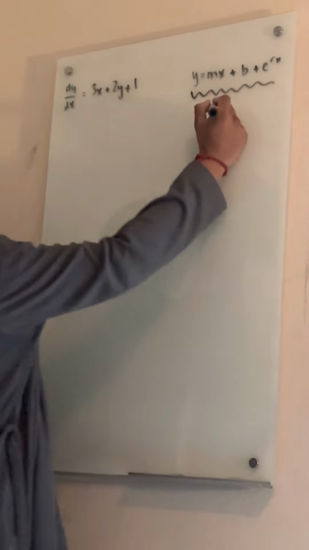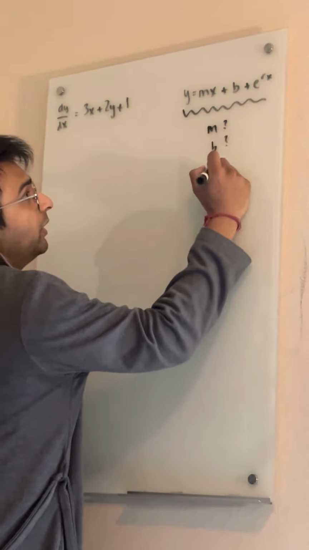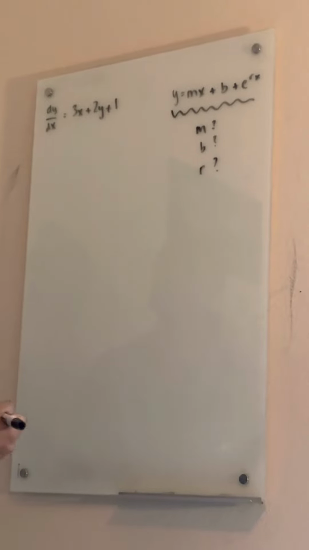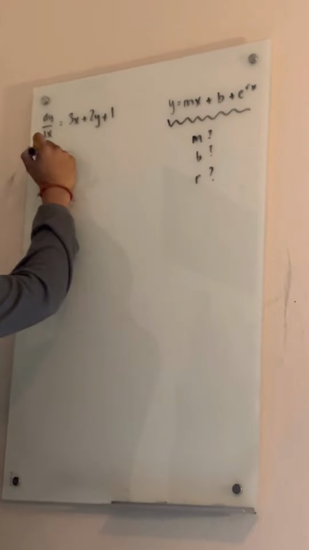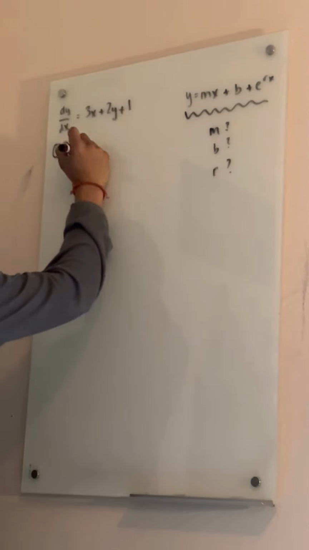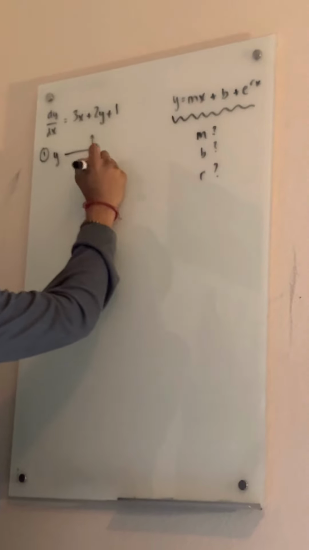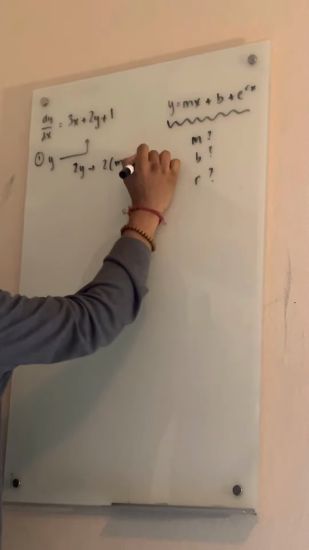Anyway, the goal is to find what m is, what b is, what r is. And they said use the differential equation to do that. So it's really just a question of substitution. We're going to do two substitutions. The first one is we're going to plug our y into this equation. So instead of 2y, that becomes 2 times (mx plus b plus e to the rx). That's the first thing we're going to do.